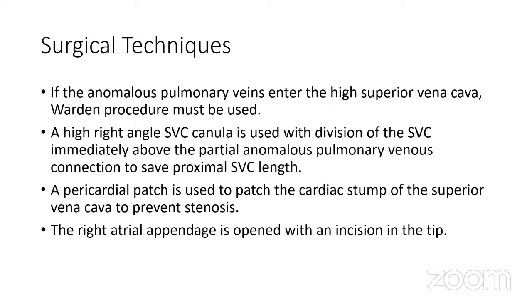I'm going to show you a picture of the procedure. A high right angle SVC cannula is used with the division of the SVC immediately above the partial anomalous pulmonary venous connection to save the proximal SVC length. And then a patch is used to patch the cardiac stump of the superior vena cava to prevent stenosis. The right atrial appendage is opened with an incision in the tip.